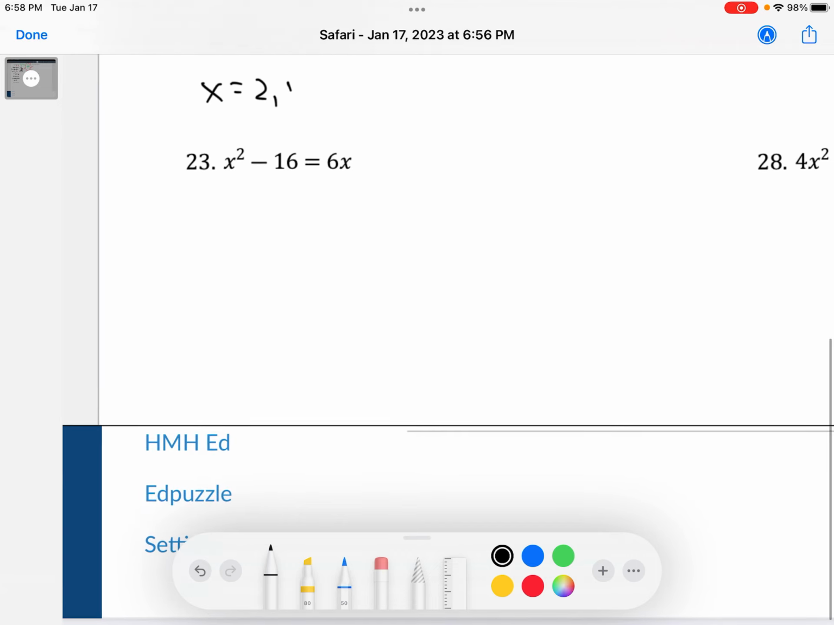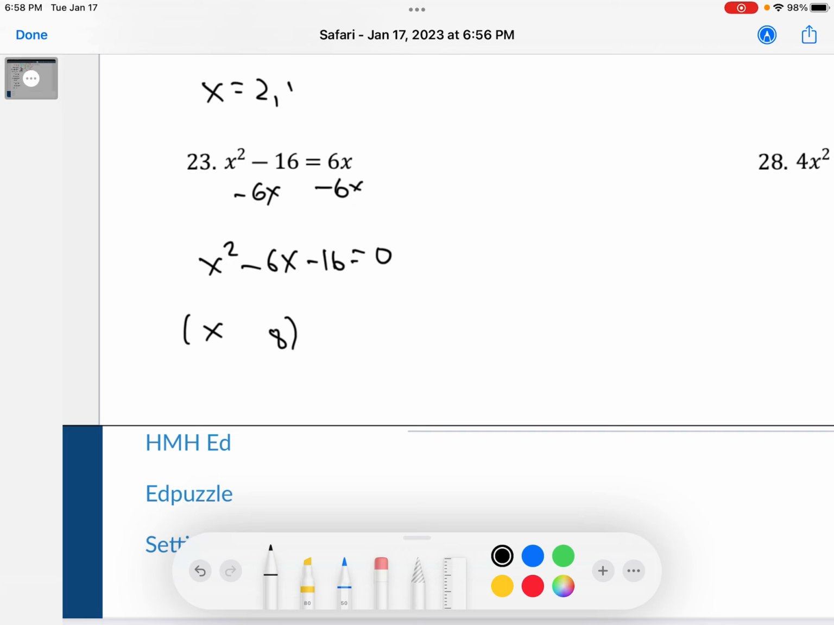All right, 23. We want to make it equal to 0. We're going to subtract 6x from both sides. x squared minus 6x minus 16 equals 0. And what numbers will work here? I'm feeling something like 8 and 2. And we've got to make that one negative, that one positive. Let's just double check. Negative 8 plus 2 is negative 6, negative 8 times 2 is negative 16. Solutions are 8 and, hang on, 8 and negative 2. Okay.